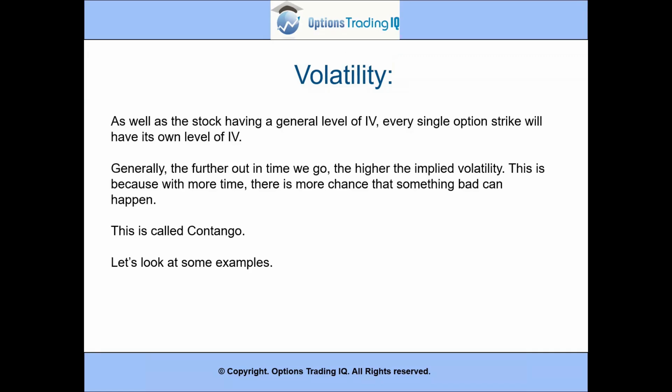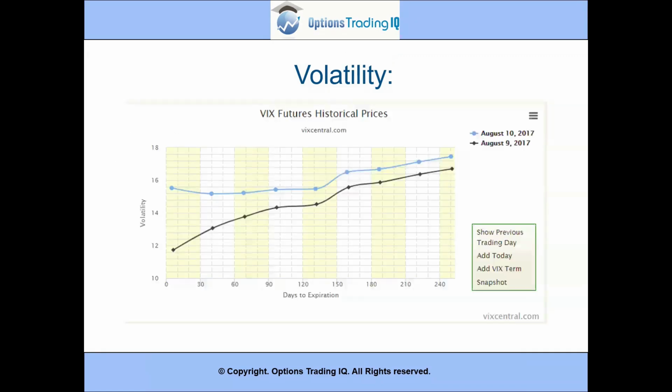Let's look at a couple of examples. So here we've got the VIX futures curve, the VIX term structure, you might call it, from August 2017. The black line is August 9th, and then the blue line is the next day on August 10th. What we're looking at here on the black line is contango. The short-term options, 0 days to 30 days, have low volatility. The further out in time we go, the higher the volatility.